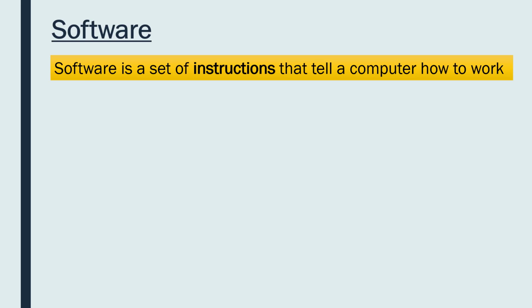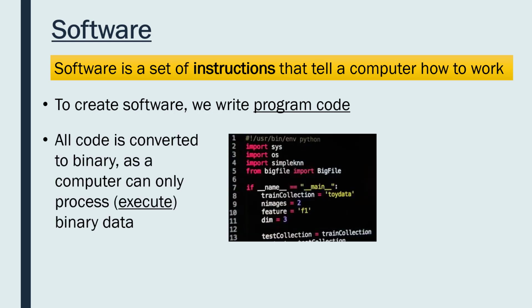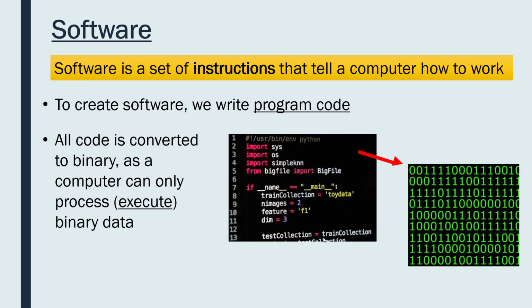So software is a set of instructions which tell a computer how to work. And if we're wanting to make software, we will program the computer by writing some code. And behind the scenes, all of this code, like this is Python code, will be translated, converted to binary code, to zeros and ones, because a computer can only process, can only execute data which is in binary form. And another word for processing which is really important is execution, or executing the data. So this is processing it or carrying out the instructions written inside the software.